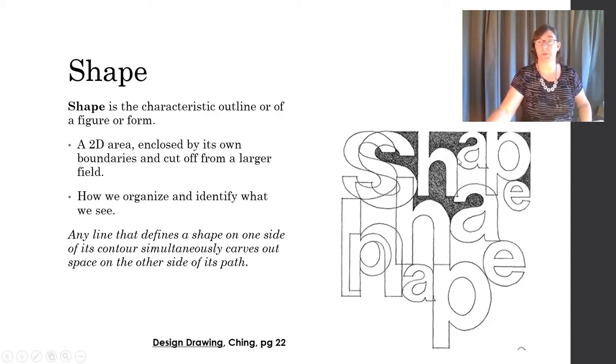This letter H here is a shape. Any line that defines a shape, for example one of these lines, is going to carve out both that shape and the space on the other side. All right, so lines have two sides to them. It might belong to that shape, but it's also going to carve out space on the other side.